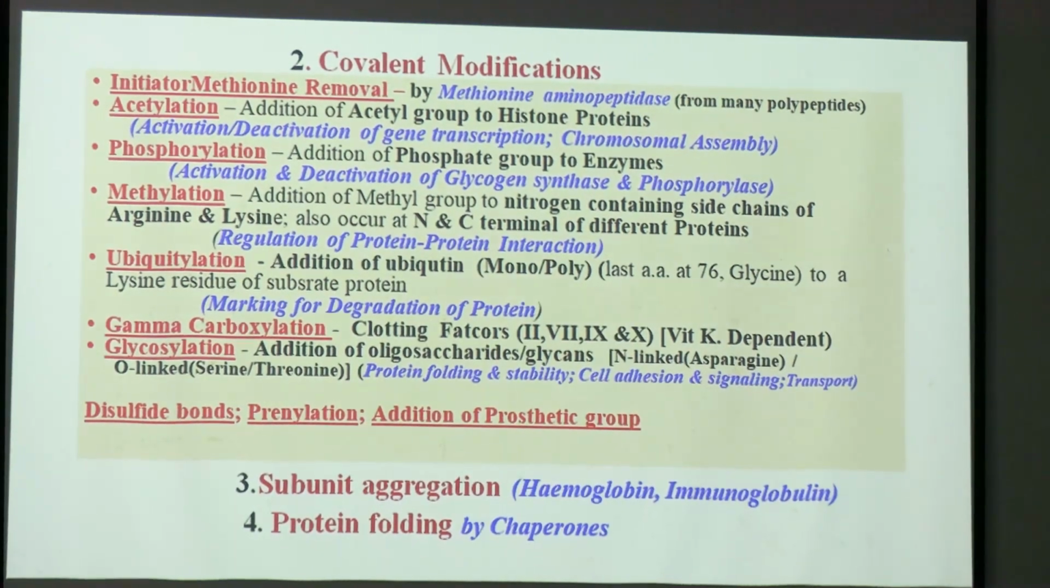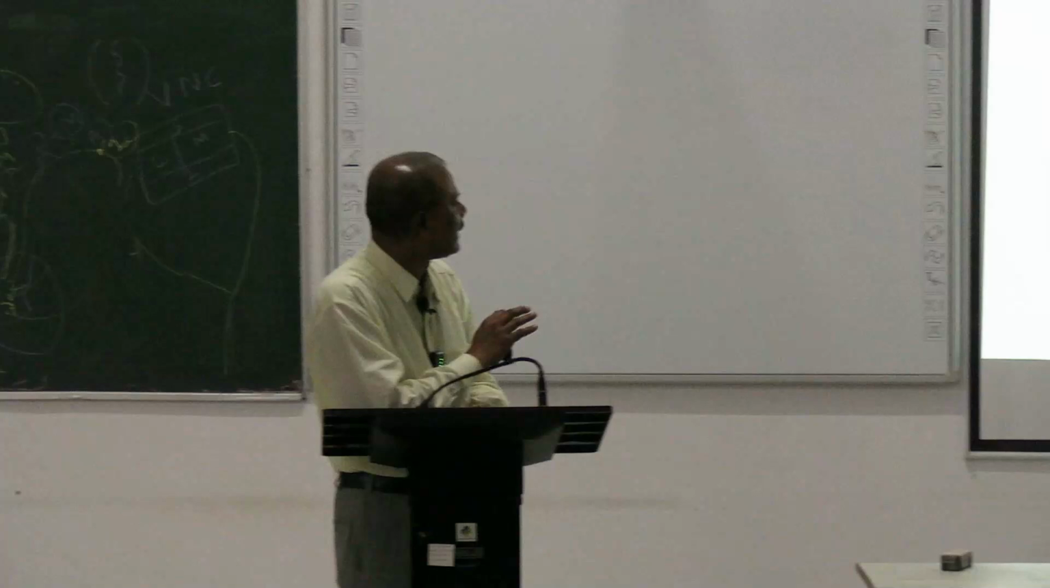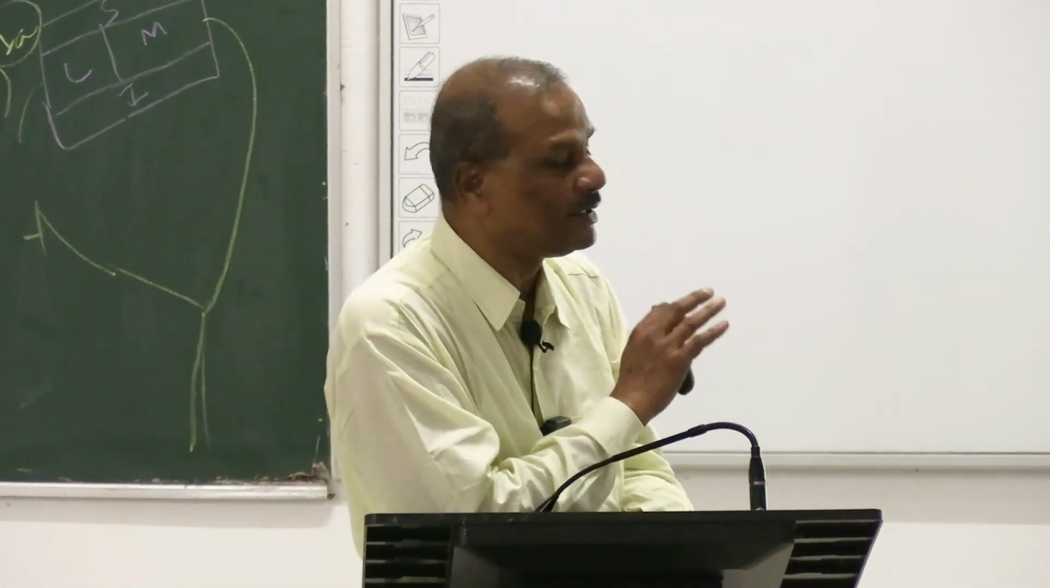Acetylation. Acetylation of a group of proteins is required for activation, particularly histone proteins, for activation and repression of gene expression. So regulation of gene expression, I think this has been told, or it will be told.